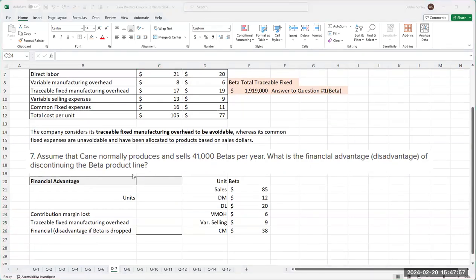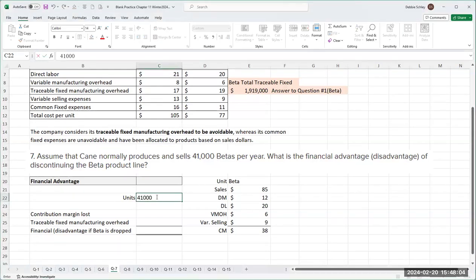Question 7. Same question, they're just throwing different units at us. So now it's 41,000 units. Beta has the same contribution margin, right? None of that changed. My total traceable fixed manufacturing overhead is still the same. And again, that's an expense that will go away. So that's a positive. And again, our contribution margin loss, so equals a negative $38 times 41,000.